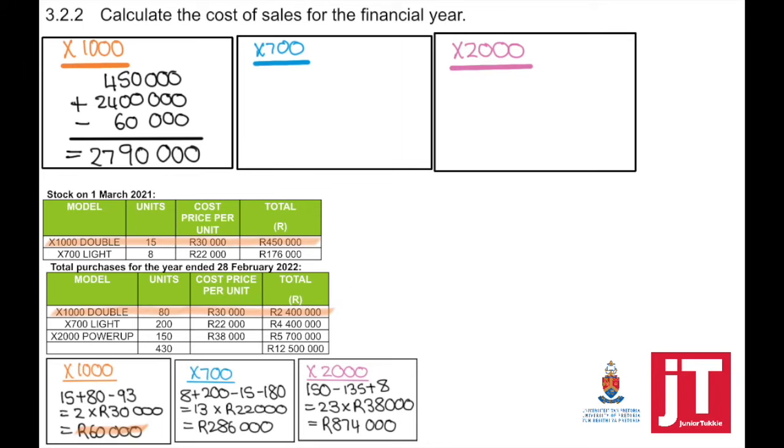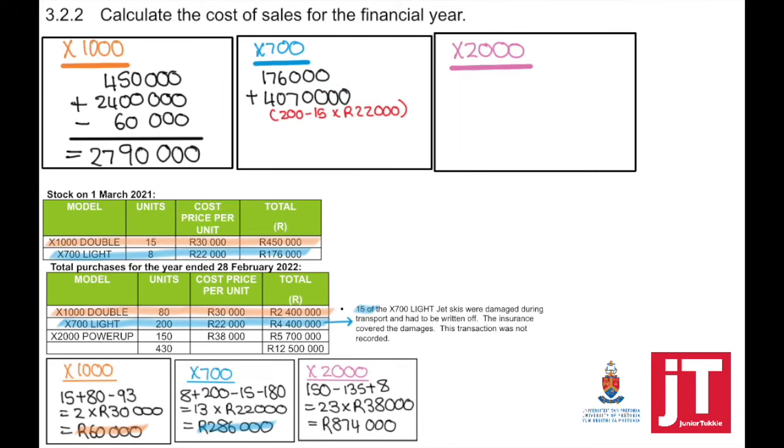Looking at X700 Lite, my opening stock 176,000. But now remember, 15 jet skis were damaged. This means we need to take 200 minus the 15 that were damaged, and then we times it by the cost. That equals my net purchases. Next, we need to subtract the closing stock, which we calculated in the previous question. That equals cost of sales.